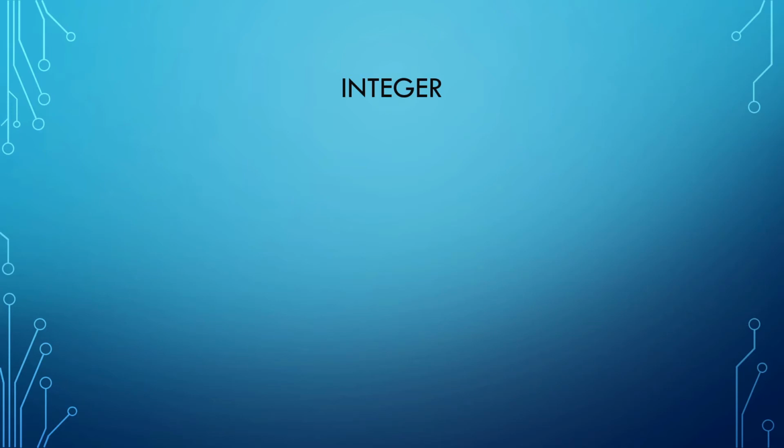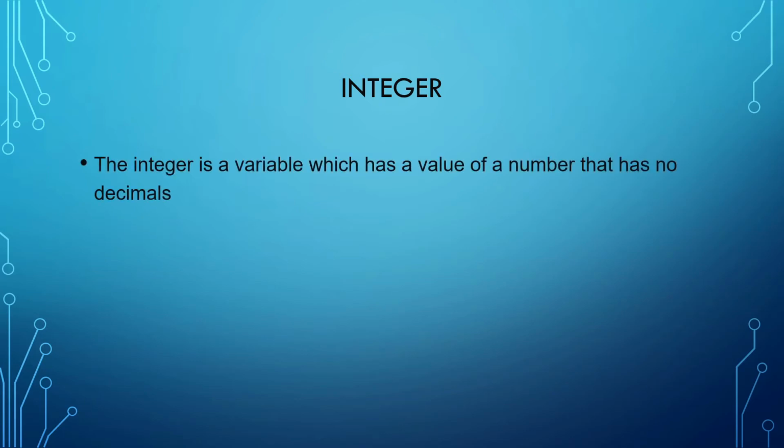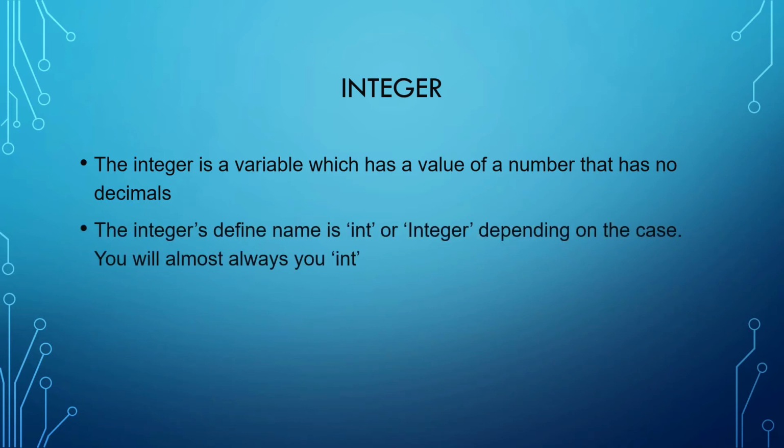Integer. This is a main one that you will almost always use in many applications. Integer is a variable which has a value of a number that has no decimals, which is a whole number. The way you create it, the type is int or integer, depending on the case, but most likely you will always use int.